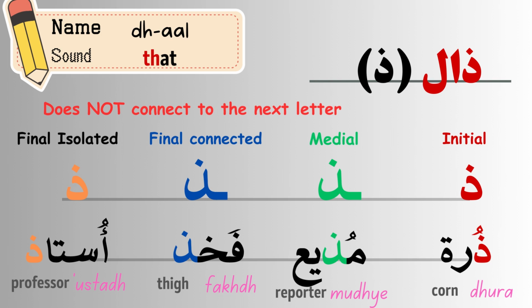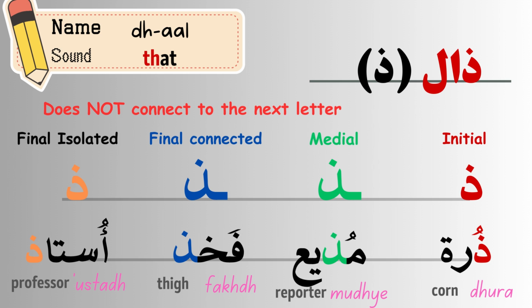The letter dhal. Also, the letter dhal doesn't connect to the next letter. The word dhura shows the initial form of the dal. Word mudhi' shows the medial form of the dal. Word fakhd shows the final form connected of the dal. Word ustad shows the final form isolated of the dal.